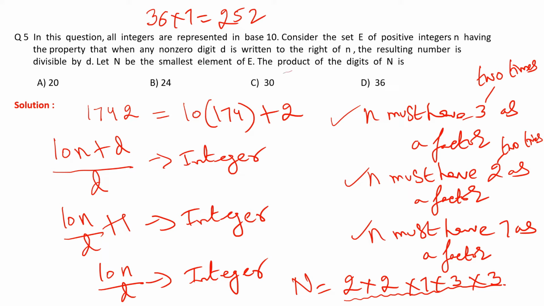And we are required to find the product of its digits. So it becomes 2 into 5 into 2, which is nothing but 20. So that means option A is the correct one. It was a nice question. Now we move to the next problem.